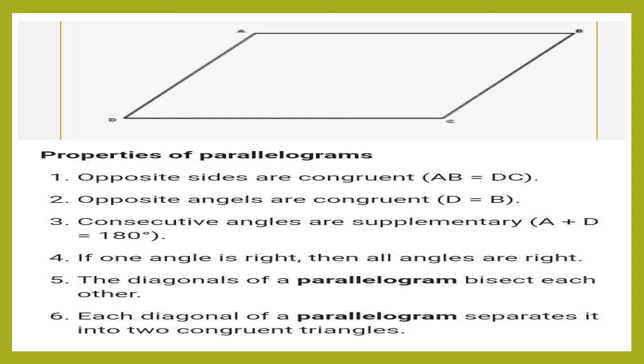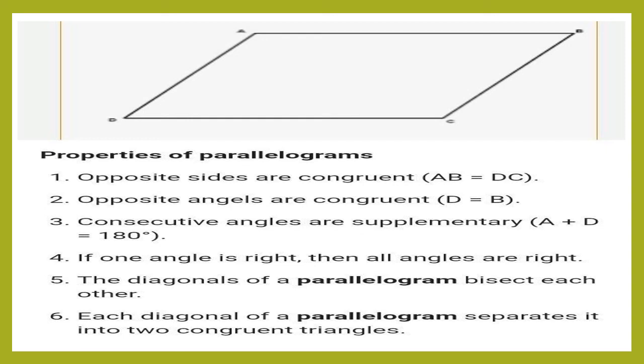Another property is that the diagonals of a parallelogram bisect each other. Then the sixth property we discussed is that each diagonal of a parallelogram separates it into two congruent triangles. A diagonal divides a parallelogram into two congruent triangles. I hope you understood the properties of parallelograms, children. Once again, let us recall the properties of parallelogram.